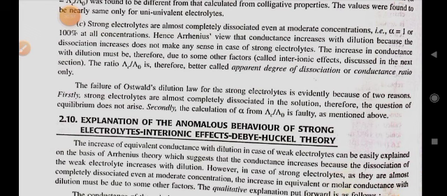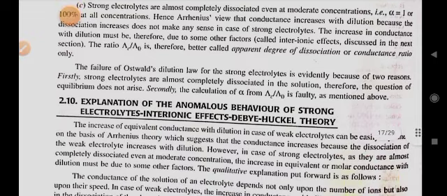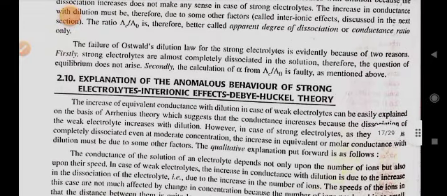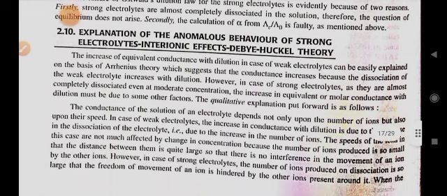The ratio lambda C upon lambda naught is therefore better called the apparent degree of dissociation or conductance ratio only. The failure of Ostwald dilution law for strong electrolytes is evidently because of two reasons. Firstly, strong electrolytes are almost completely dissociated in solutions, therefore the question of equilibrium does not arise. Secondly, the calculation of alpha from lambda C upon lambda naught is faulty.